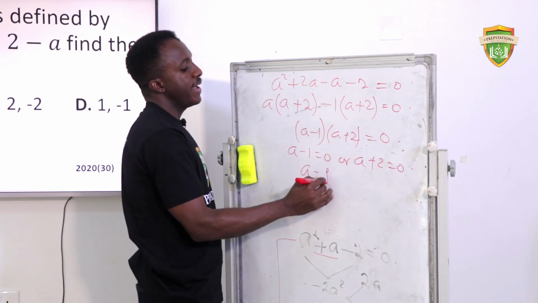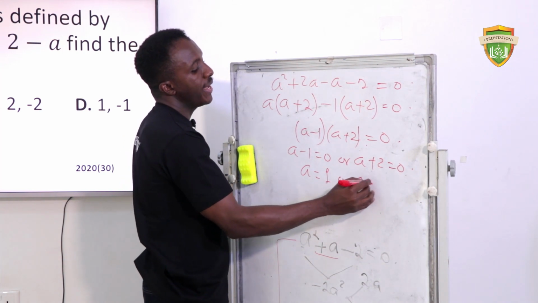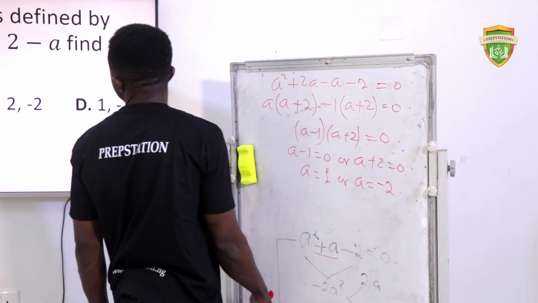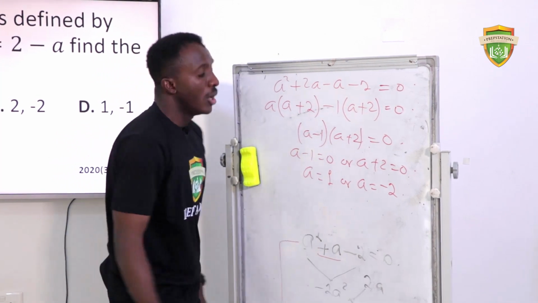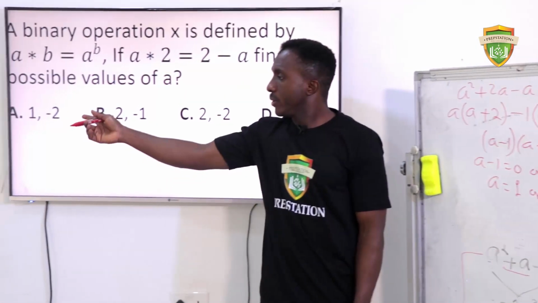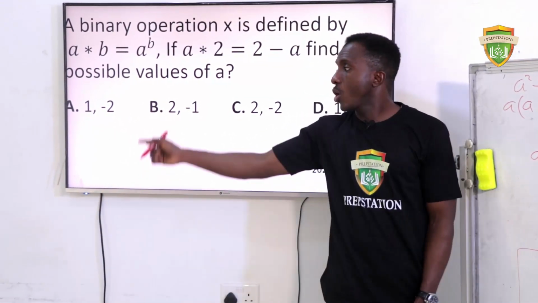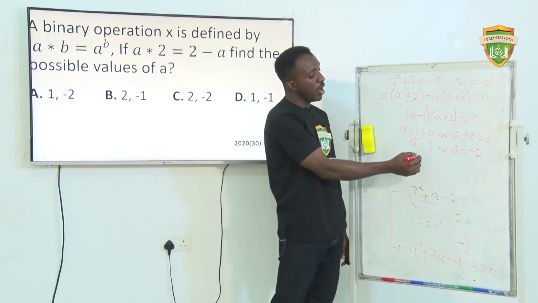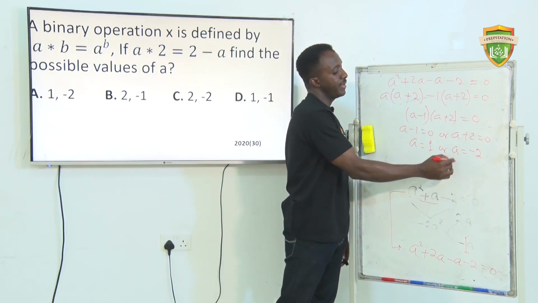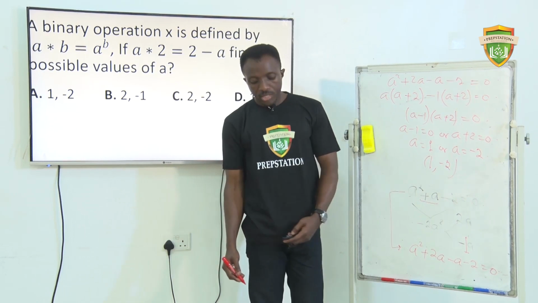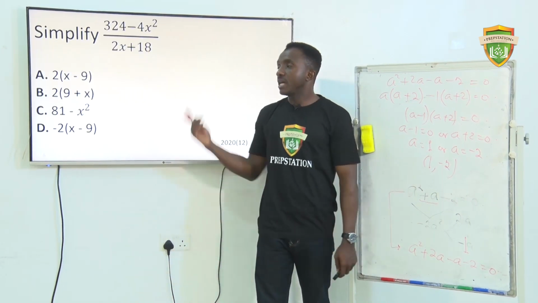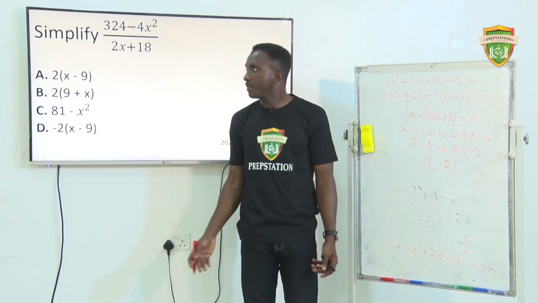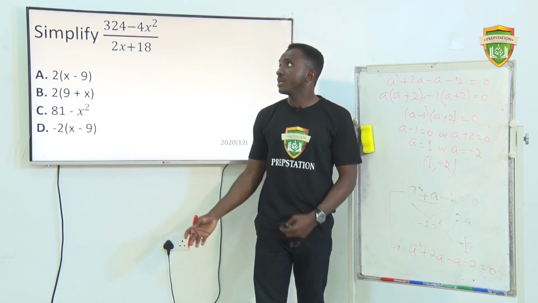So here, a is 1, or a is minus 2. You can find that the correct answer is option A. A is 1, A is also minus 2. That is binary operation. Now this is simplify, make simple. To simplify is to make simple.